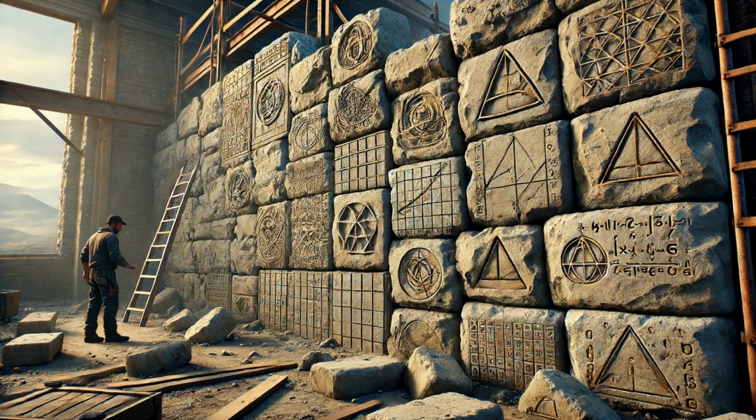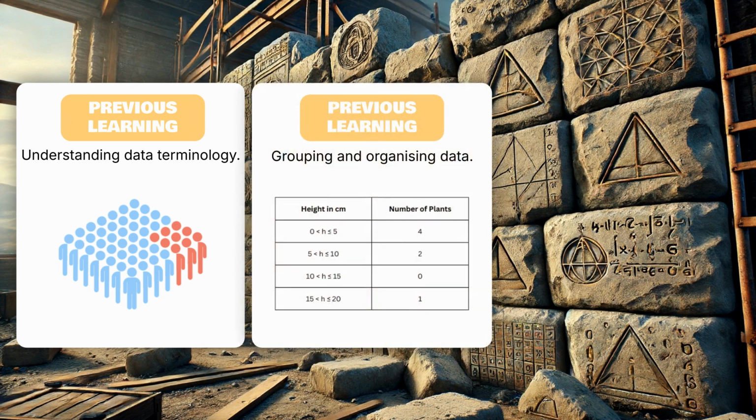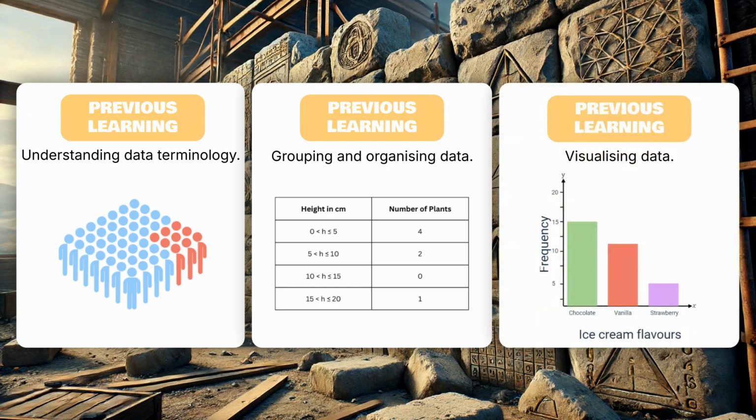So far, we've covered some crucial ground. Data terminology. We've learned about populations, samples, discrete and continuous data, as well as primary and secondary sources of data. Grouping and organizing data. You now know how to arrange data in a meaningful way. Visualizing data. We've explored frequency tables, time series graphs, pictograms, and bar charts, which are foundational skills in representing data.